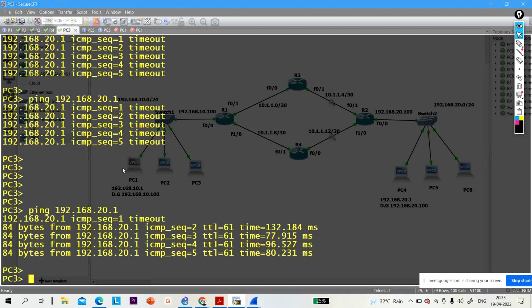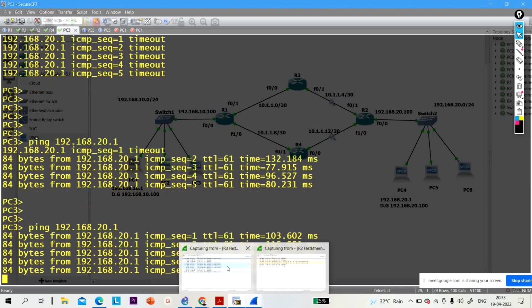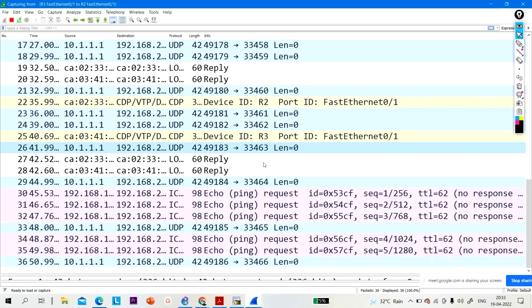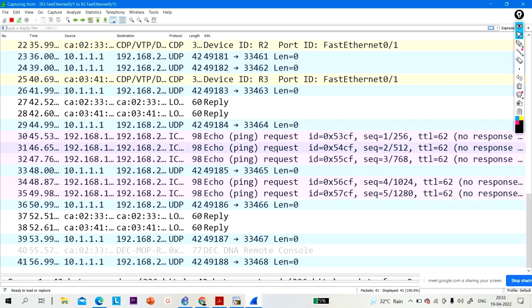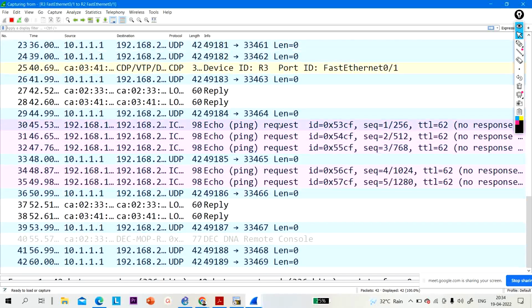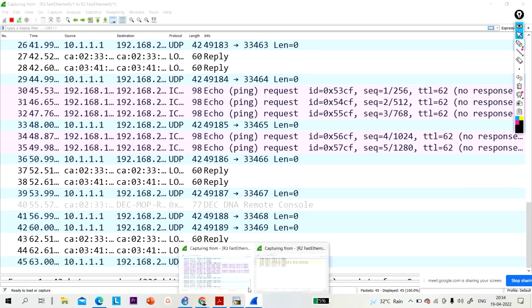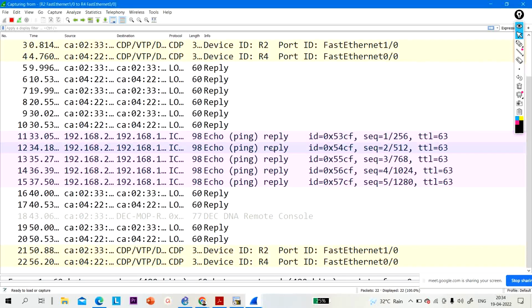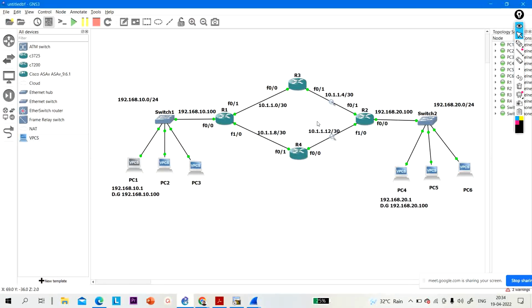PC3. See, it's pinging. See, between R3 and R2 only ICMP requests are there, 1 2 3 4 5 requests, but in between R4 and R2 you can see ICMP replies only, right? So with this link I have captured replies, and I have captured requests on this link, right?